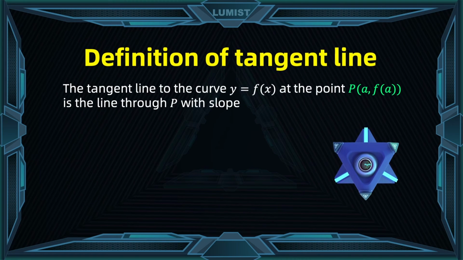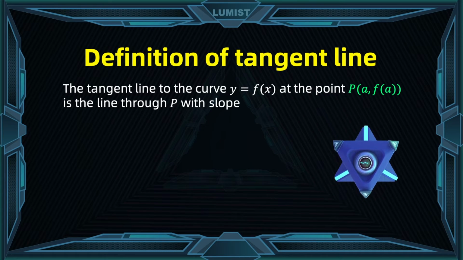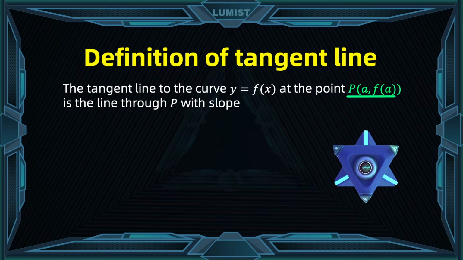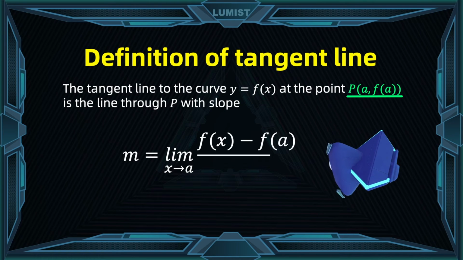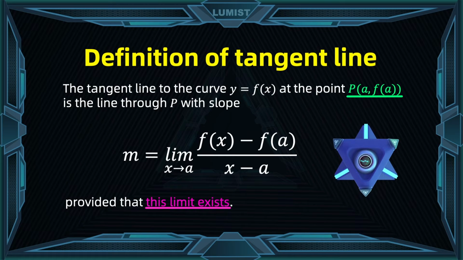At this point, we have enough intuitive discussions of the rate of change, the slope, and basic ideas of what derivatives could be. Now we list some definitions. x is getting closer to a as we want. That means the limit as x approaches a. Then we can say the tangent line to the curve y equals f of x at the point P of a and f of a is the line through P with a slope of m equal to the limit as x approaches a of f of x minus f of a over x minus a, provided that the limit exists, of course.